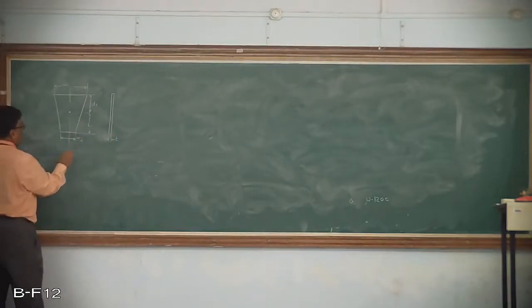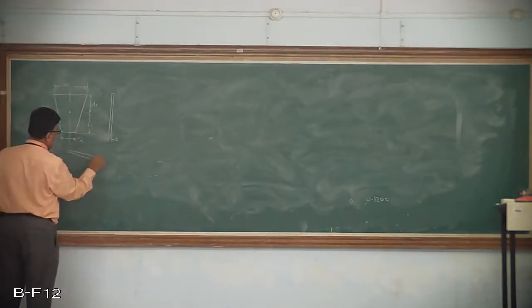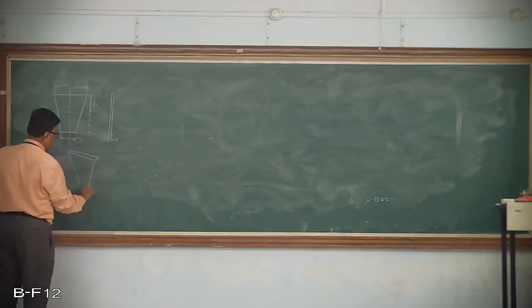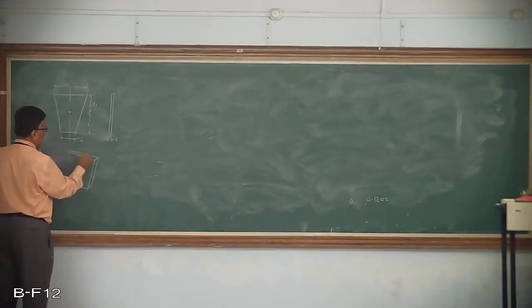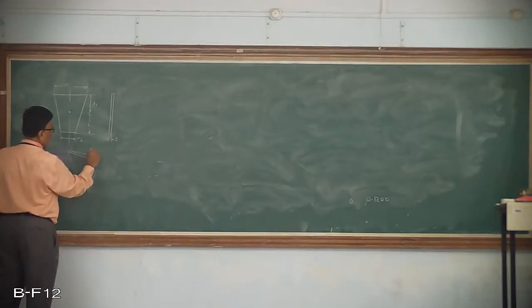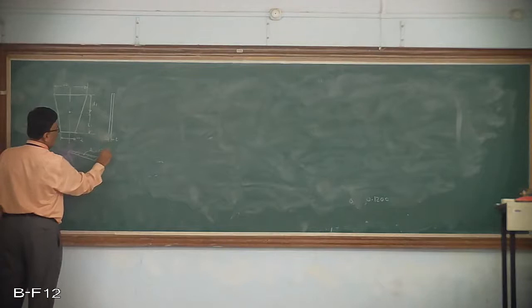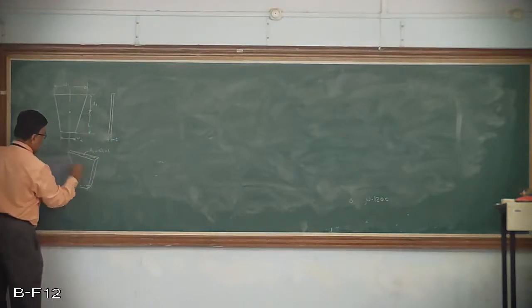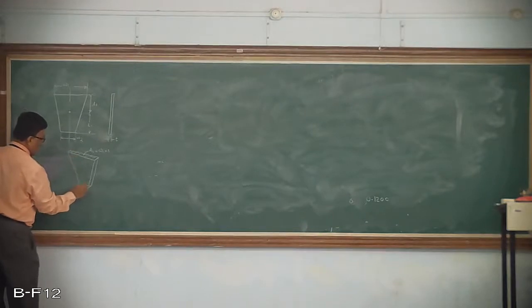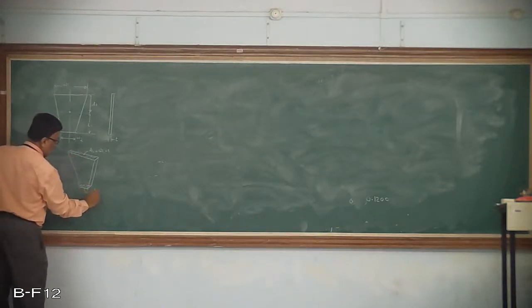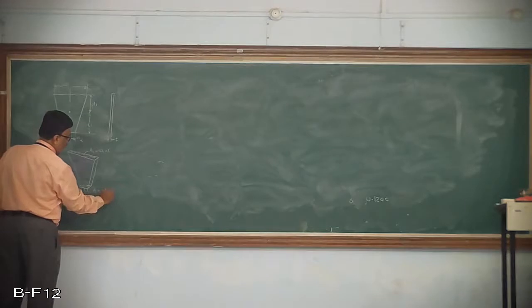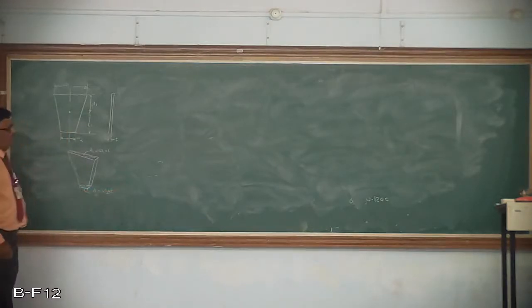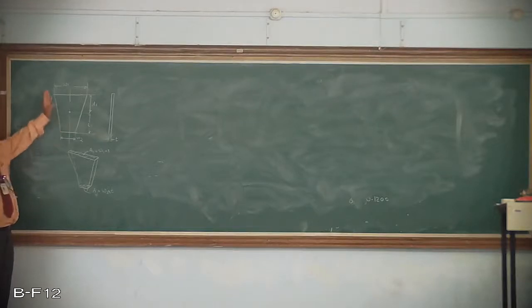If you want to look at this figure in an isometric way, this is going to be the plate. This is the area A1, which is definitely W1 into T. And here again, if you take this one, this area is called A2. This is W2 into T. You can find that out.